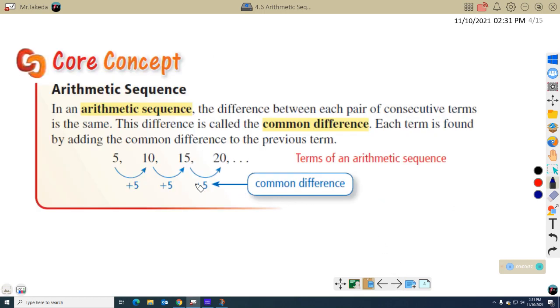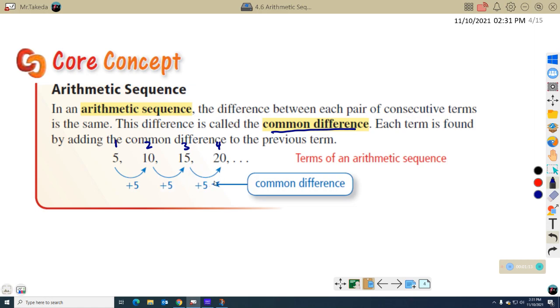Okay, so in an arithmetic sequence, we have this idea of common difference, and we've seen this already in constant rate of change. But the rate of change was always divided by the rate of change of the x value. In this one, we don't really have an x value so much as its position in the sequence. So the first one here is 5, the second one is 10, the third one is 15, the fourth one is 20. We have a common difference here of 5.